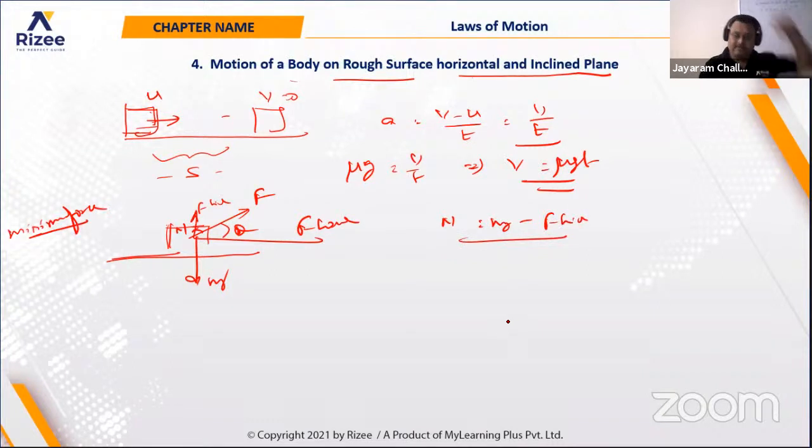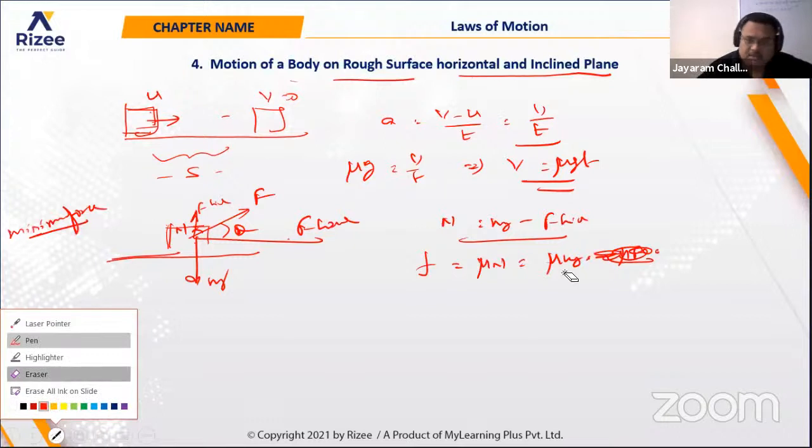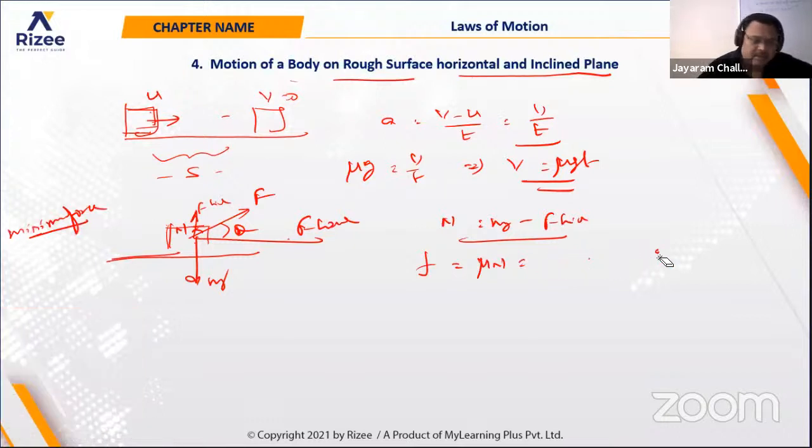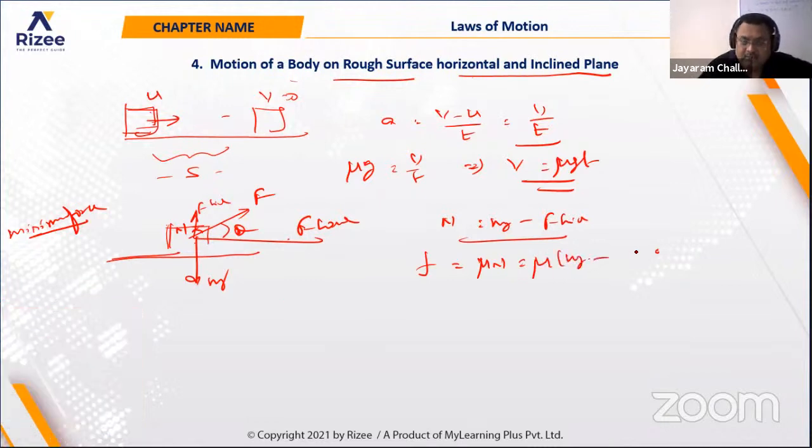Now from this, you can write the frictional force is equal to mu into N, which is equal to mu mg minus mu F sin theta. So now this is your angle, and if I want the minimum force, you can apply it in any case using the normal reaction. Substitute the normal reaction in this place, please. What is the formula for the normal reaction that we have got? N is equal to mg minus F sin theta.